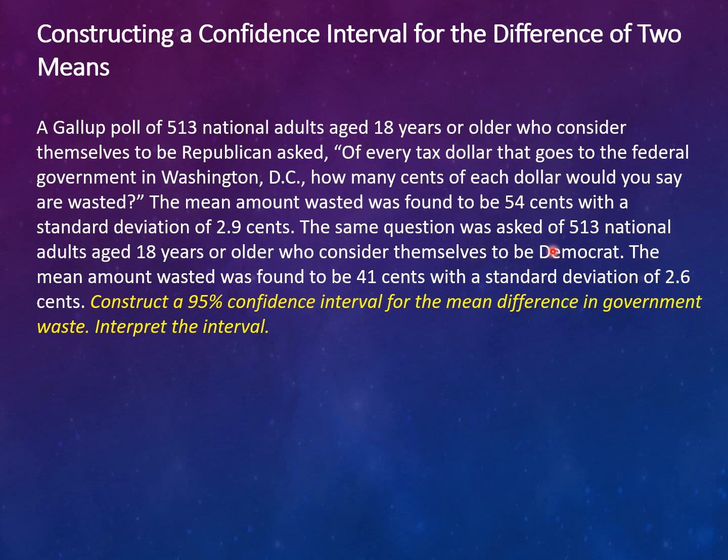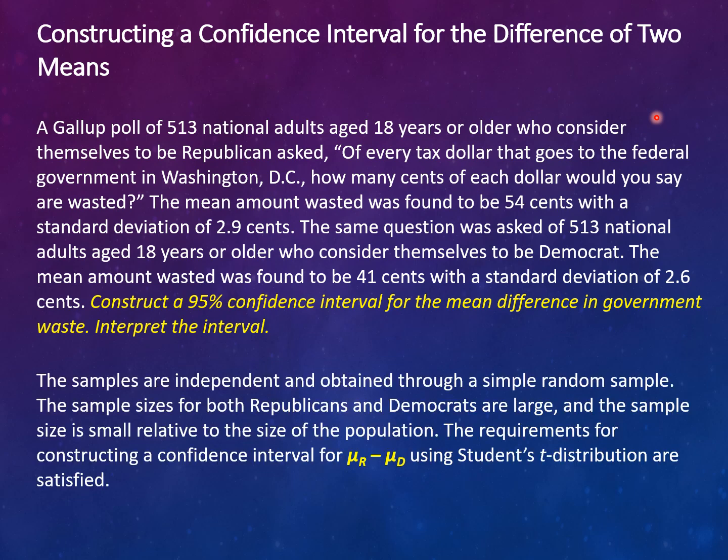The same question was asked of 513 national adults aged 18 or older who consider themselves to be Democrat. The mean amount wasted was found to be 41 cents with a standard deviation of 2.6. Construct a 95% confidence interval for the mean difference in government waste and interpret the interval. The samples are independent. They're obtained through a simple random sample. The sample sizes for both Republicans and Democrats are large, 513 in both cases, and the sample size is small relative to the size of the population.